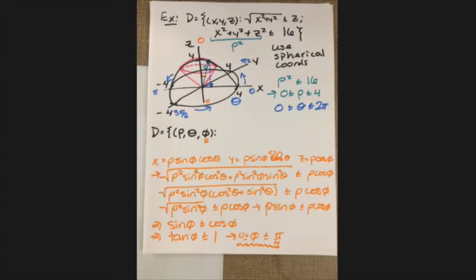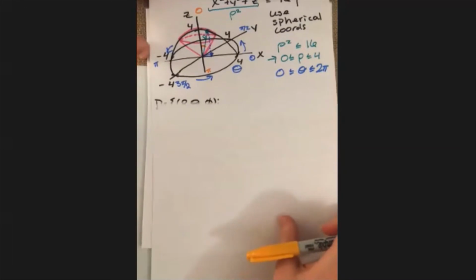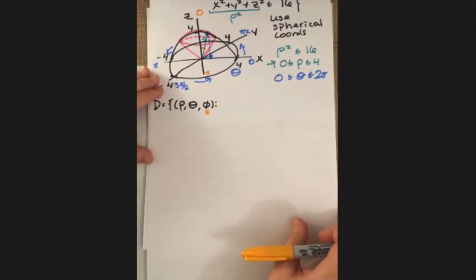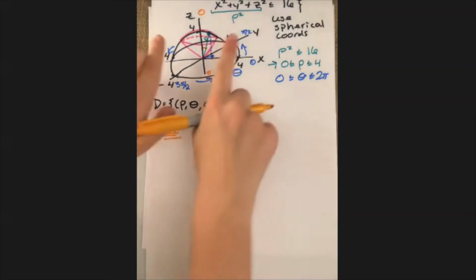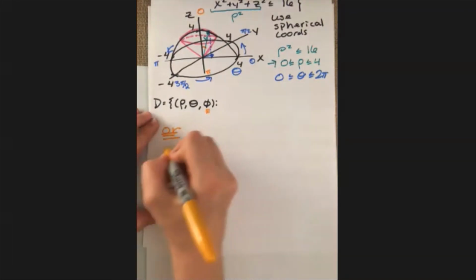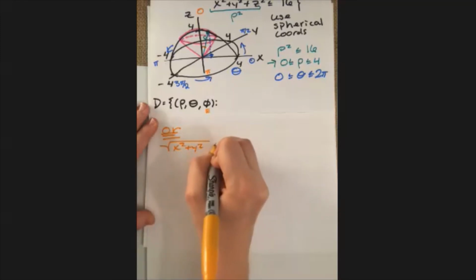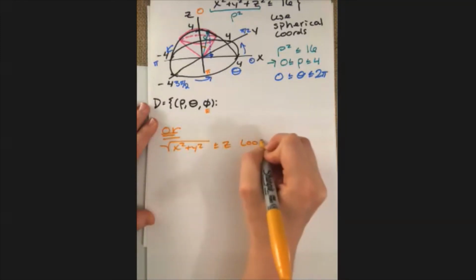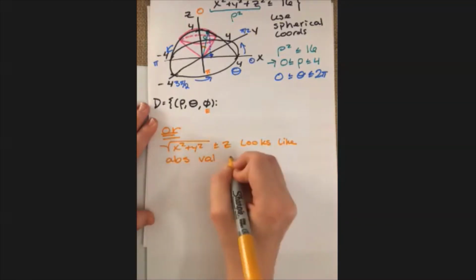Now, there is a much more elegant approach to this. I'm going to run out of space here, so let me get a new piece of paper. What we can do instead is note that, well, that cone looks an awful lot like an absolute value function. This x squared plus y squared less than or equal to z looks like an absolute value function.